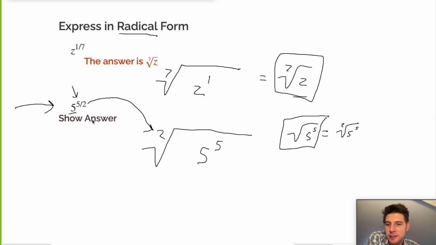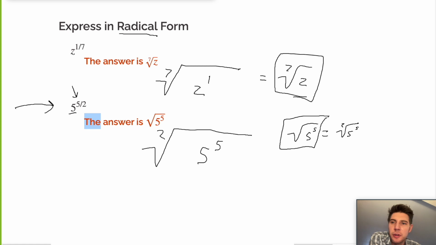Let's see what the answer is. They did not include the little 2 there, square root of 5 to the 5. And that could be simplified, but all this asked for was to express it in radical form. So we're done at this step. We don't have to actually simplify it. Some teachers may ask you to simplify it, or it may be implied you're supposed to. You can do that if you want, but as far as this problem, I'm just going to stop there.